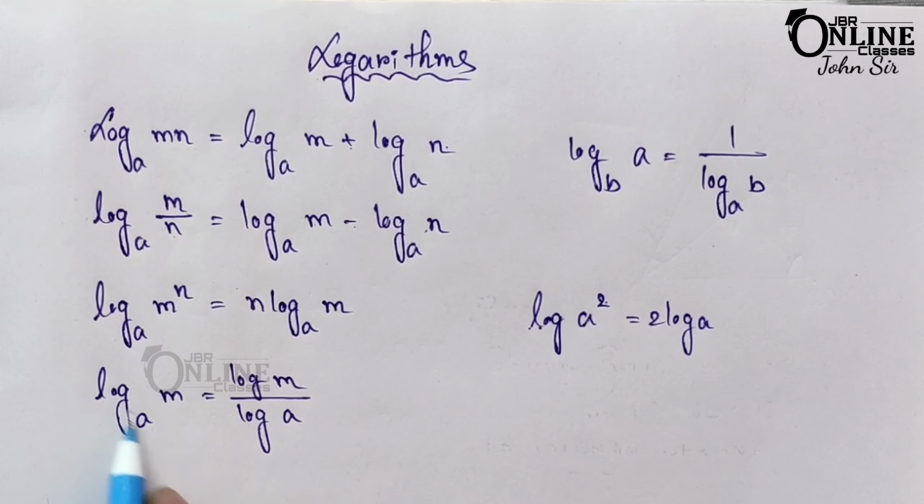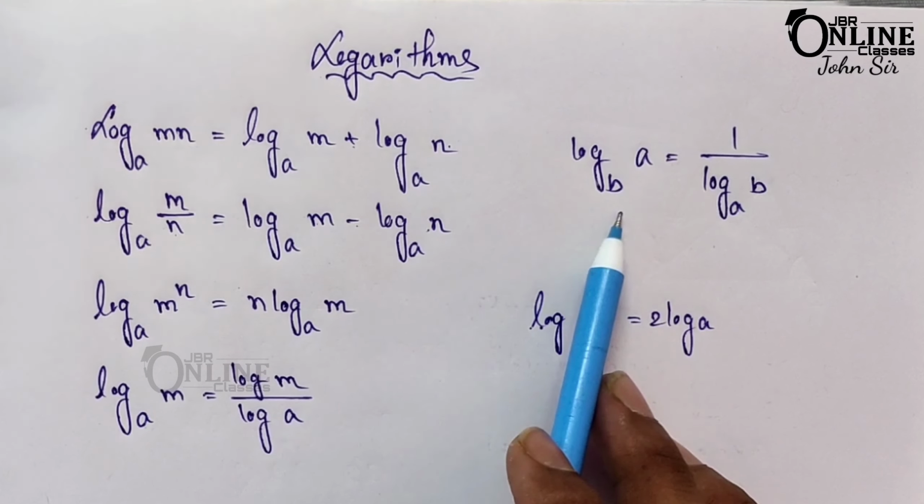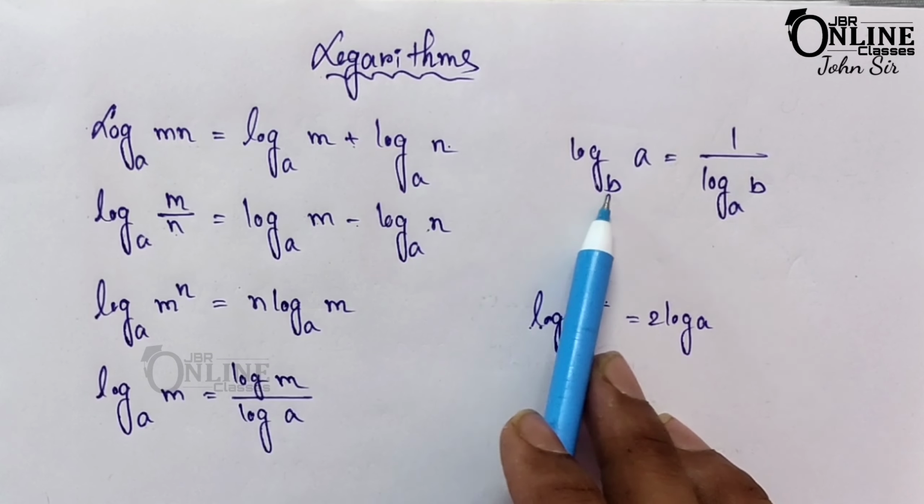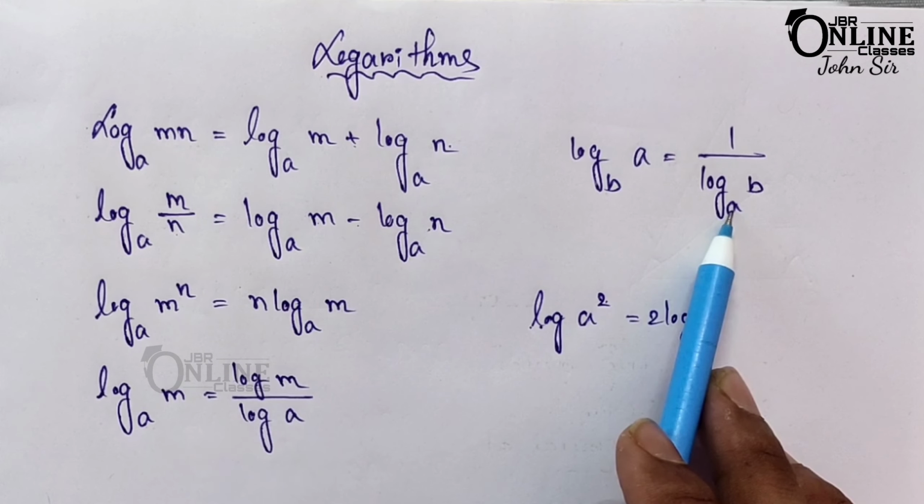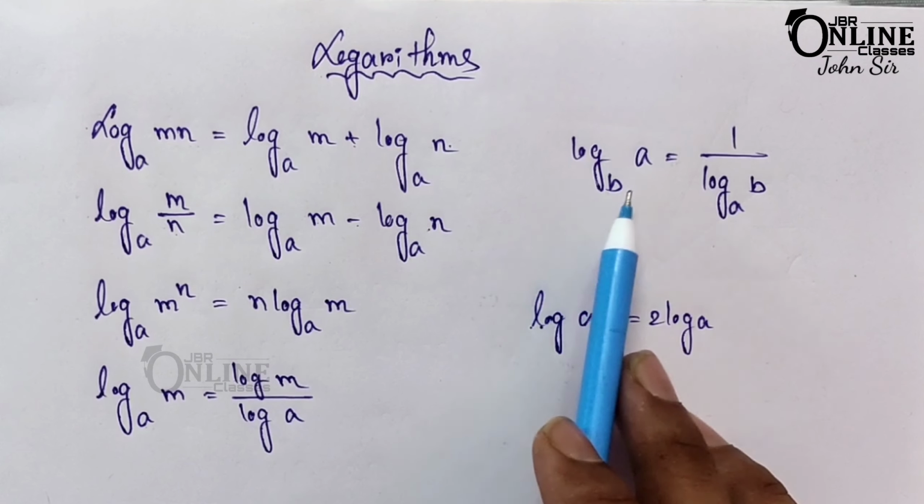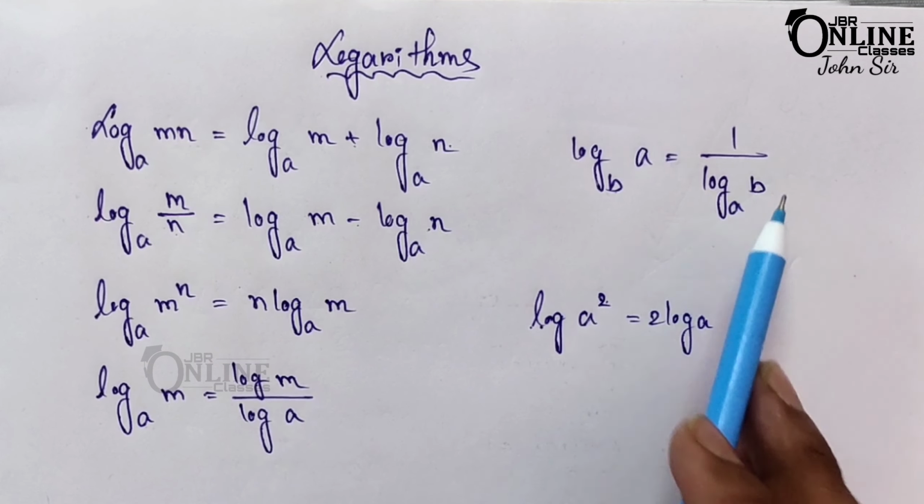Now the next one, log a m, that will be log m by log a. Here a is the base, so log m by log a. And the last one is log a b with base b, that will be 1 by log a b. Here a will be the base. If it is log base b of a, then it will be 1 by log a b.